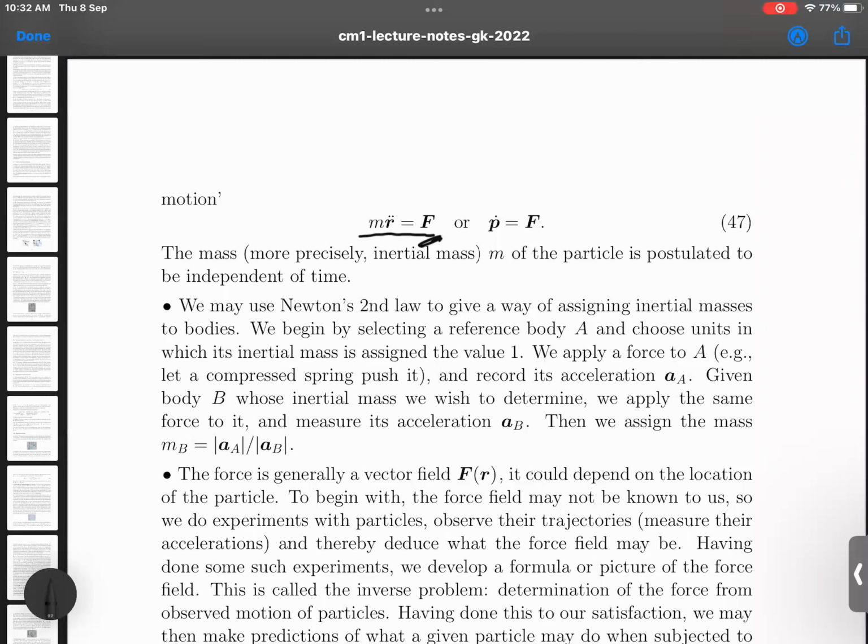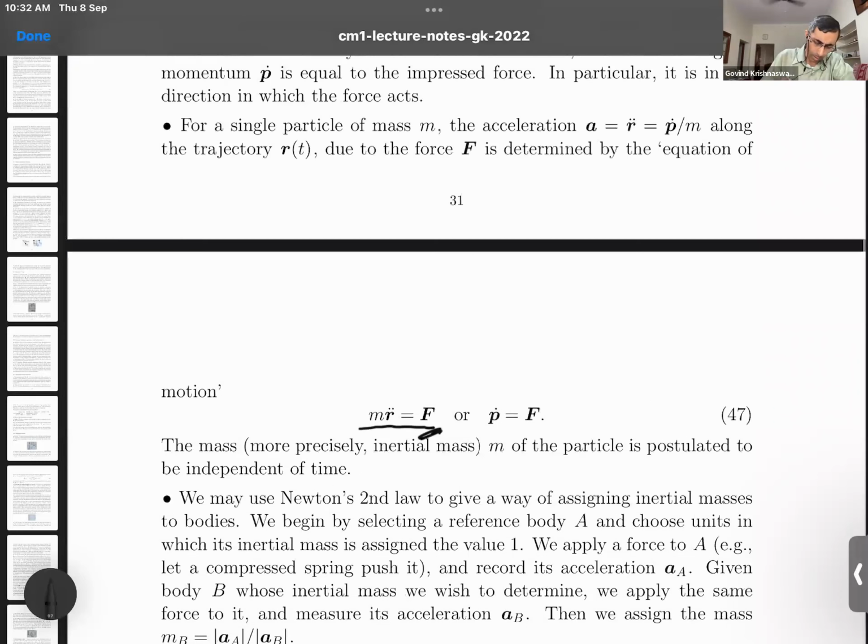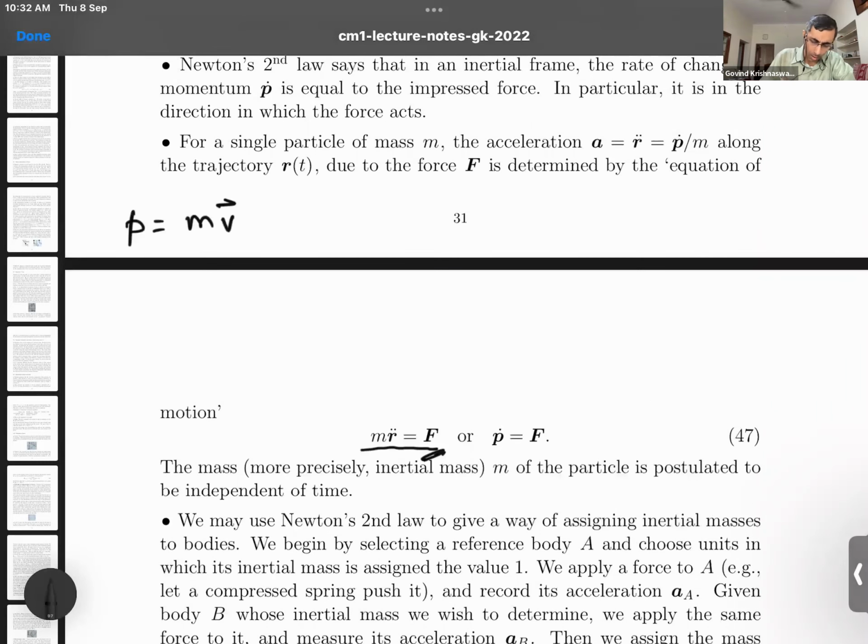So how do you define momentum? Yeah, so momentum is defined in a very simple way. It is simply mass times the velocity, or mass times r dot. And mass is a fixed constant for a particle. It doesn't change with time. Does that answer your question? Yeah, there is no difference between these two equations. p dot is simply another name for m r double dot. I emphasize that m is not a function of time.